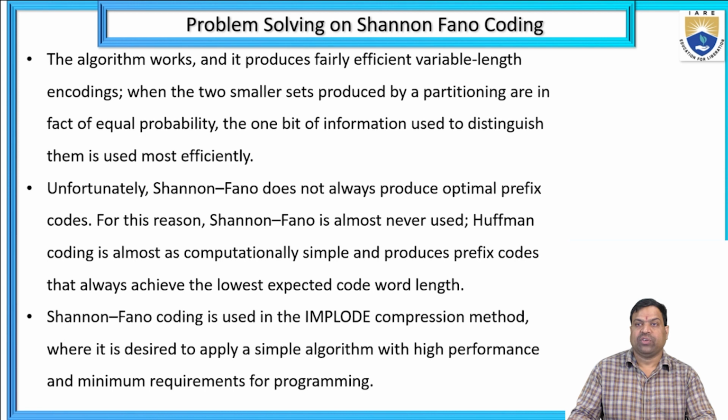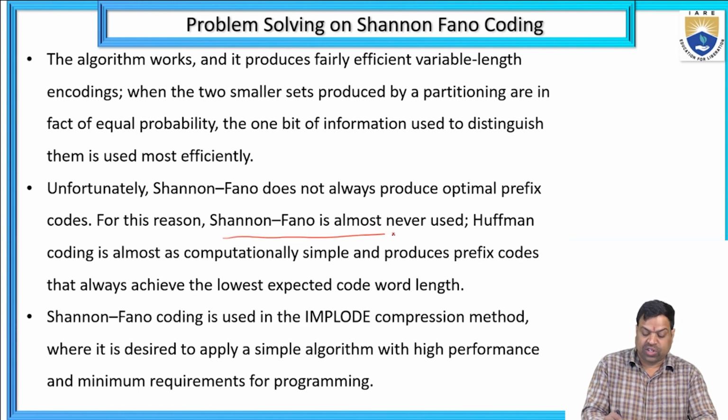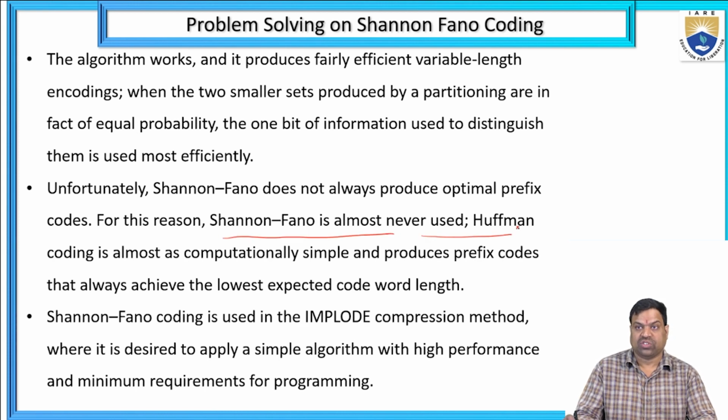The one bit of information used to distinguish them is used most efficiently. Unfortunately, Shannon-Fano does not always produce optimal prefix codes. For this reason, Shannon-Fano is almost never used. Huffman coding is almost as computationally simple and produces prefix codes that always achieve the lowest expected code word length.